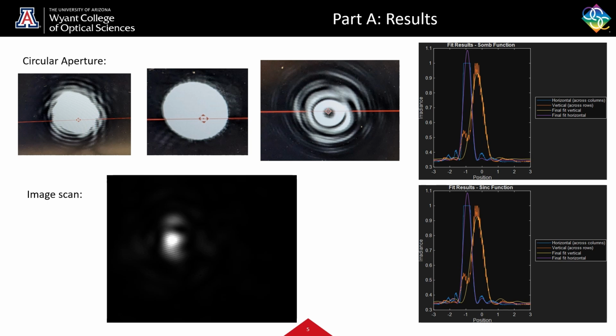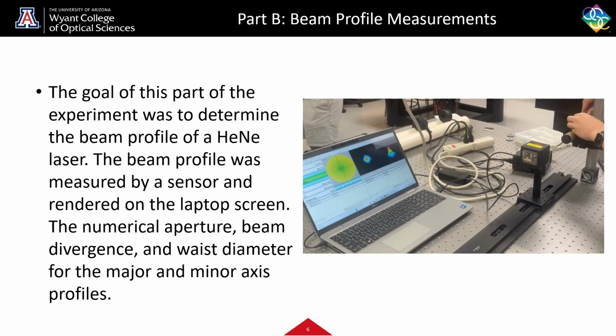We believe the secondary peak is due to stray light like ghost reflections. And overall, the data fit our functions well in both the vertical and horizontal direction, with the sombrero function being overall better. This is Part B, beam profile measurements.